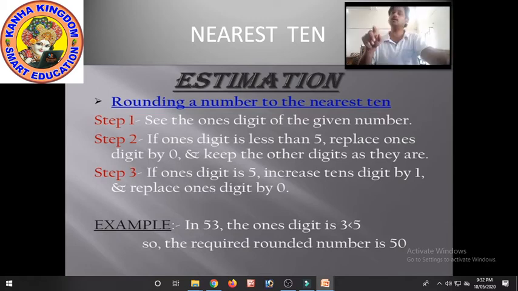How? Because in the second step, if you remember, if the ones digit is less than 5, what you have to do? You just replace that number and put 0 on the right-hand side and keep the other number the same. Means 3 is converted into 0 and 5 is the same. Okay, so I hope you understand the nearest 10.